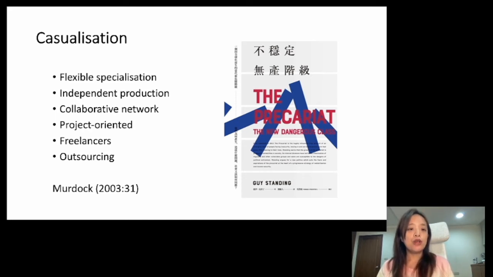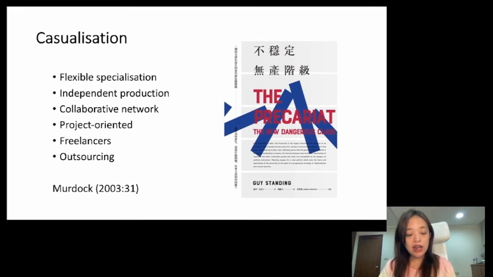Their work is usually project oriented. So one project is done, and then you move on to maybe another. But at the same time, you might be doing three, four, five projects all at once, and then one day you might not have any projects. So there's a little bit of uncertainty in your work when it is casualized. And a lot of creative labor are freelancers, and a lot of that work can be outsourced.